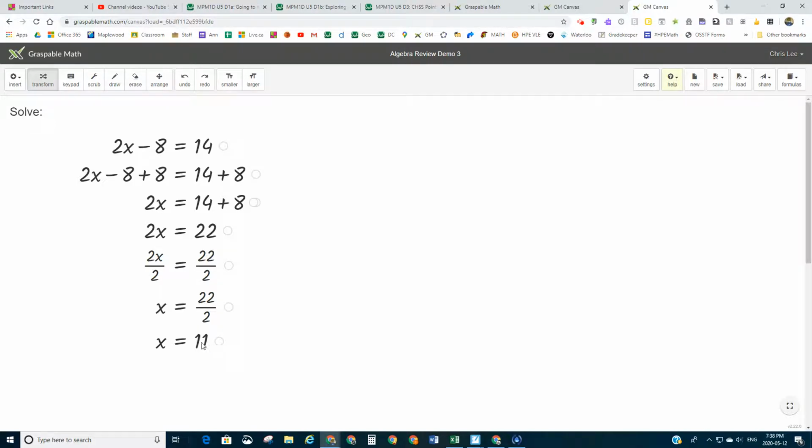Now I'm going to show you another way, the second way, where you can drag in this case. So again, I'm going to go back up to the question and duplicate this question over here. 2x minus 8 equals 14.